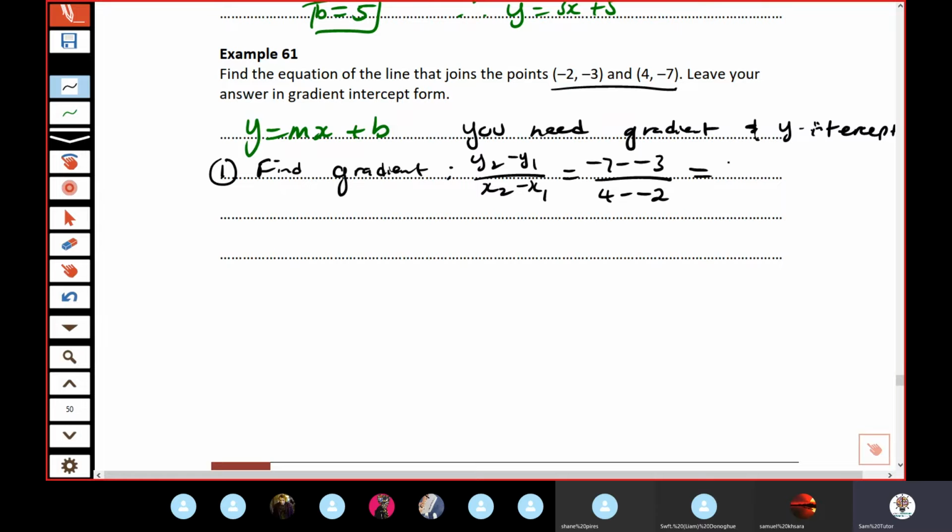Minus 7 plus 3 is minus 4 on 6, sorry. Minus 4 on 6, which is negative 2/3. Now you have found your gradient. Now we need to find the y-intercept, and the way to do that, step 2, find the y-intercept.